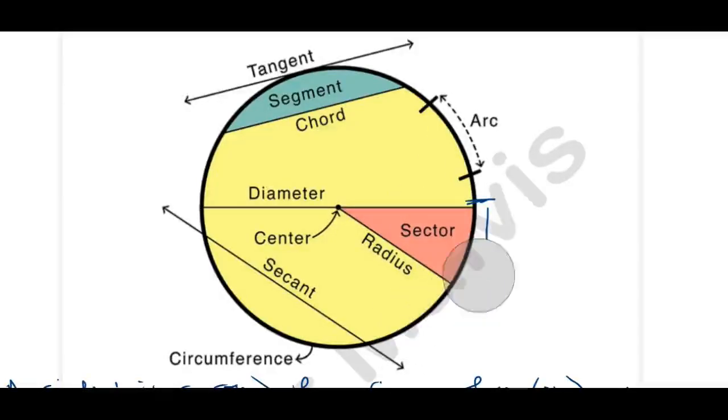All right, so the next thing we are going to be talking about is the chord. So looking at what we have here, we can see our chord. This is the chord. So what is a chord? A chord is a line segment going from one point of the circumference to another, but does not go through the center of the circle. So this chord is going from this end to this end. So that is a chord. Let's take note.